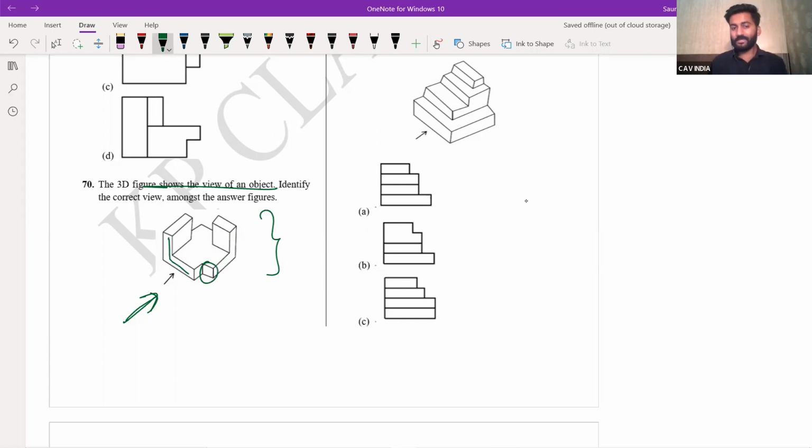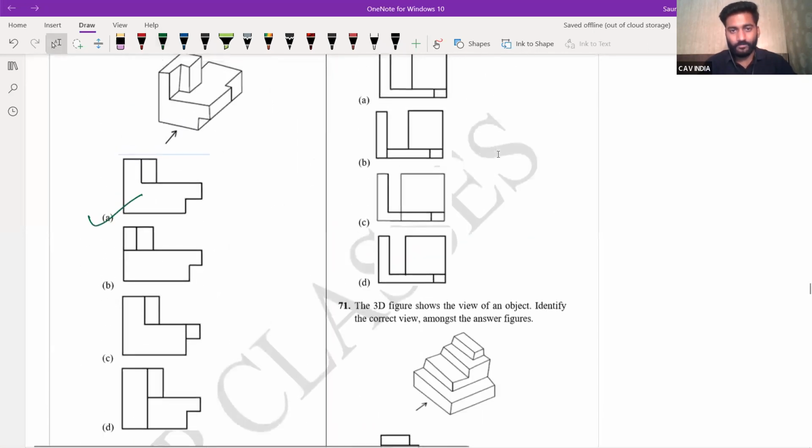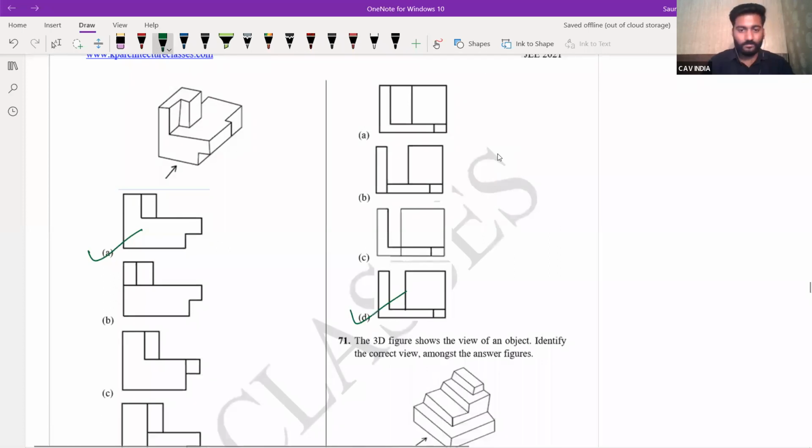Whenever there is some kind of elevation difference, this depth is there, so the line would be visible. This line would be visible like that. So option D is the right answer here.